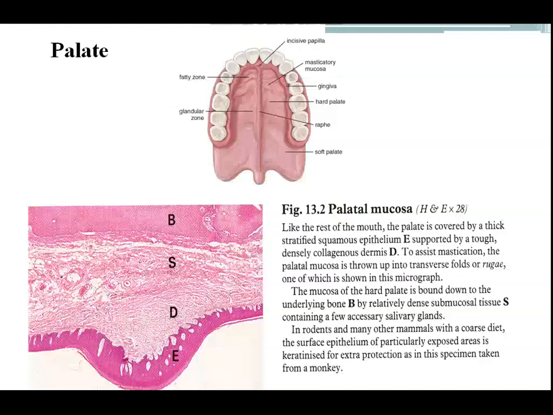And here in the connective tissue, the anterior portion of the hard palate includes a little amount of adipose tissue, but in the posterior aspect it may contain minor salivary glands. So the lamina propria of the mucosa is tightly adhered to the bony shelf of the hard palate.